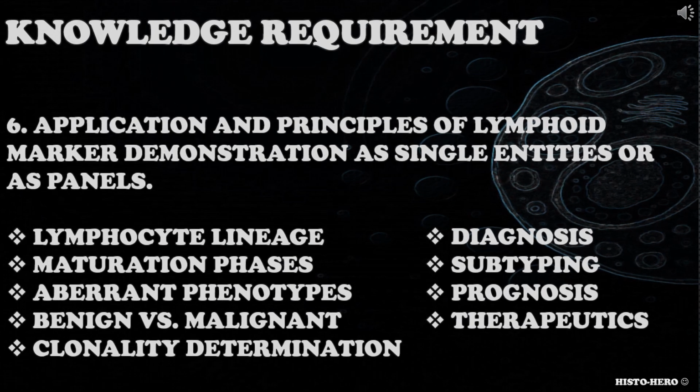The sixth knowledge requirement is for you to know the application and principles of lymphoid marker demonstration as single entities or as panels. How can lymphoid markers be used as single entities? How can lymphoid markers be used in a panel? Consider initial triage and screening, confirming lineage, insufficient as single marker due to overlap in expression, subtype heterogeneity, in panel for lineage identification, maturation staging, clonality assessment, prognosis, therapeutic targeting.